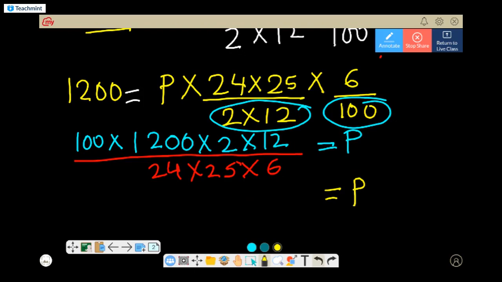It'll be 200. No, it's not 200. Ma'am, I'm getting 800. Yes, 800 is the answer. So every month 800 rupees was deposited. Now we need to find the MV value, correct? For that we need this formula: P into N plus your interest. P is 800, for how many months? 24 months, plus the interest. Interest is 1200.